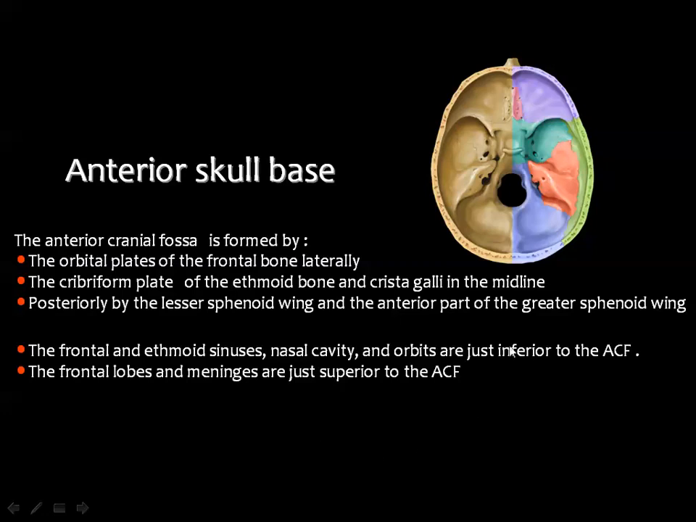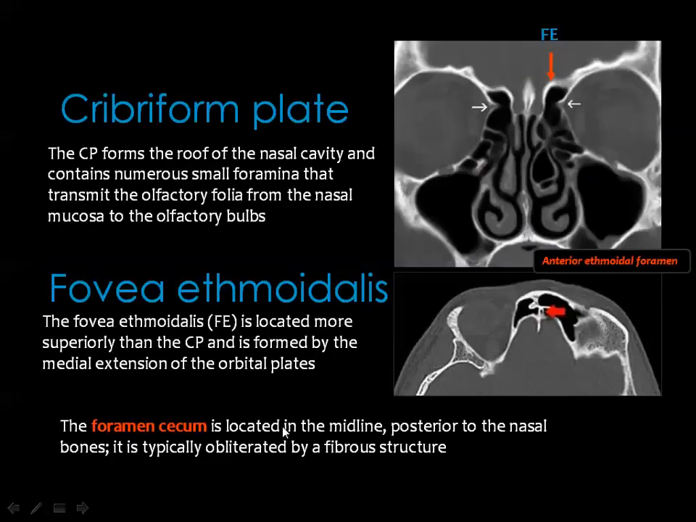Then the anterior skull base is formed by the orbital plate of the frontal bone, and the cribriform plate of ethmoids, as well as the crista galli in the midline, and posteriorly by the lesser wing of the sphenoid, this green one, as well as part of the greater wing of the sphenoid bone. The frontal and ethmoid sinuses, as well as the nasal cavity and orbits, are below the anterior skull base. The frontal lobe and meninges are above the anterior skull base.